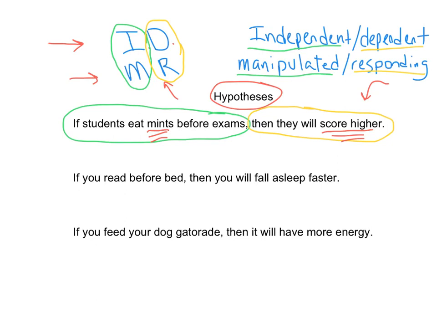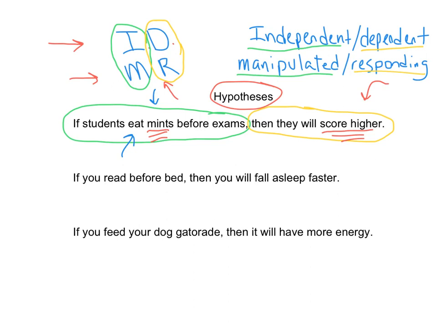Now, what are some controlled variables between these two groups? Because we're going to have two groups of students. Some students are going to get mints to eat before they take the test, and some students are not. Well, the most obvious controlled variable is that the students that get mints and the students that don't get mints, they got to be pretty equal when it comes to how smart they are and how much they study.